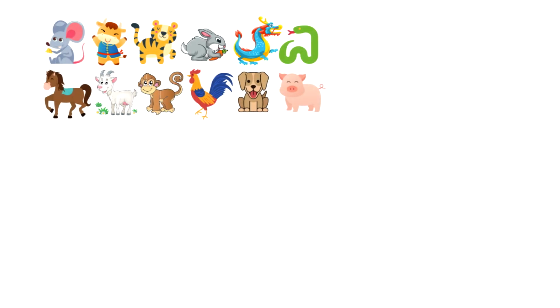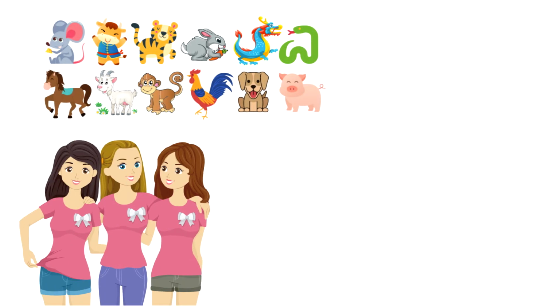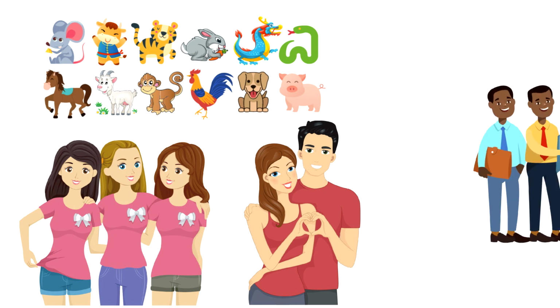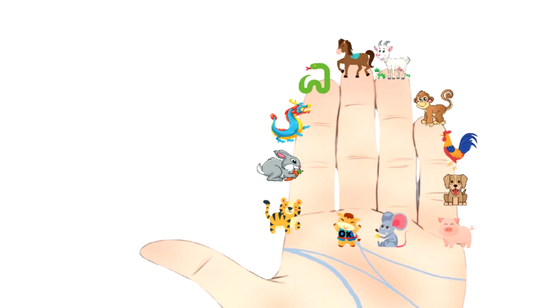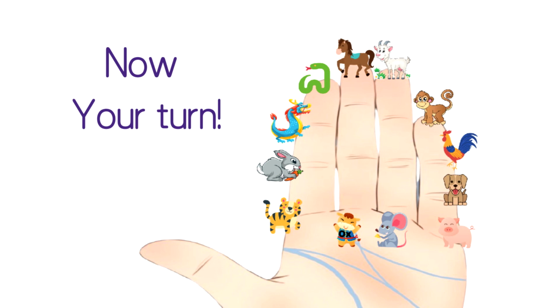The relationships of the 12 zodiac animal signs can be used as a reference when choosing your friends, partner, or business partners. Now it's your turn to practice reading the 12 animal signs on your hand.